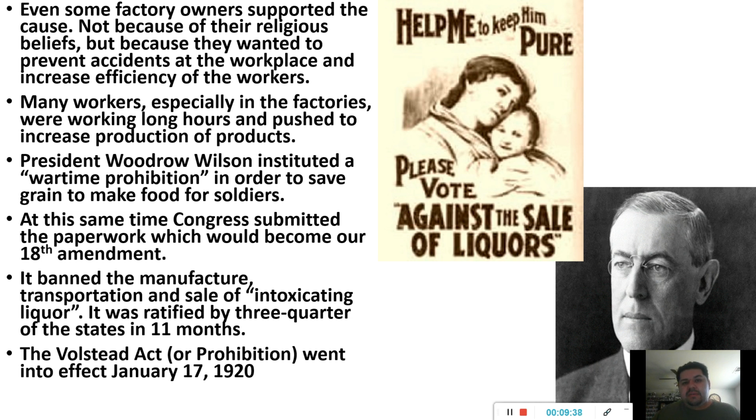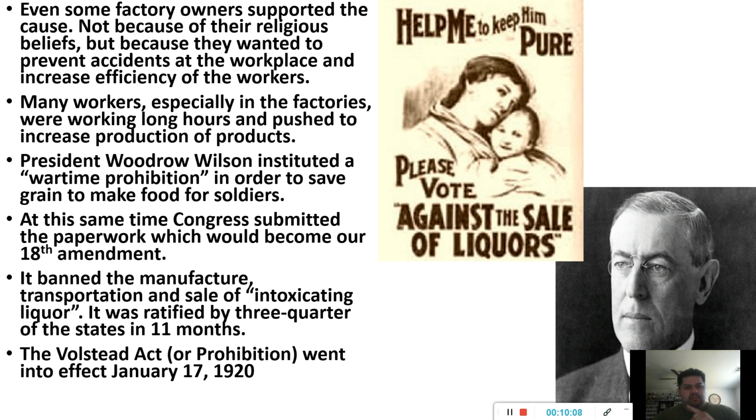At the same time, this is when those people who wanted prohibition saw a moment to attack. They pushed and lobbied for Congress to make a law. So Congress submitted the paperwork for the 18th Amendment, which is for prohibition, to make alcohol illegal. It banned the manufacturing, transportation, and the sale of intoxicating liquor.